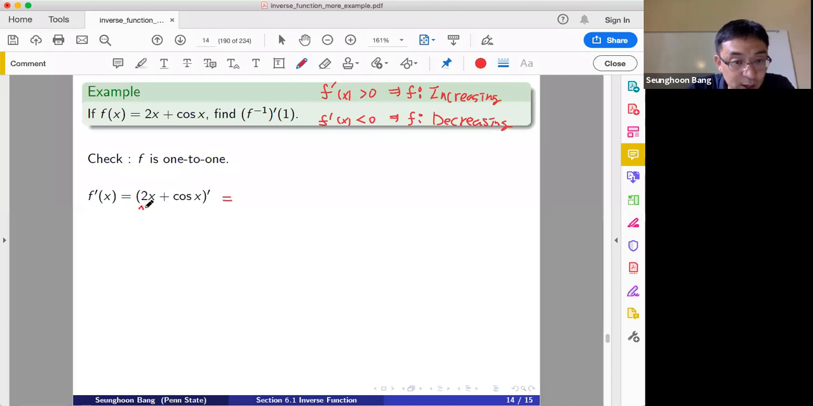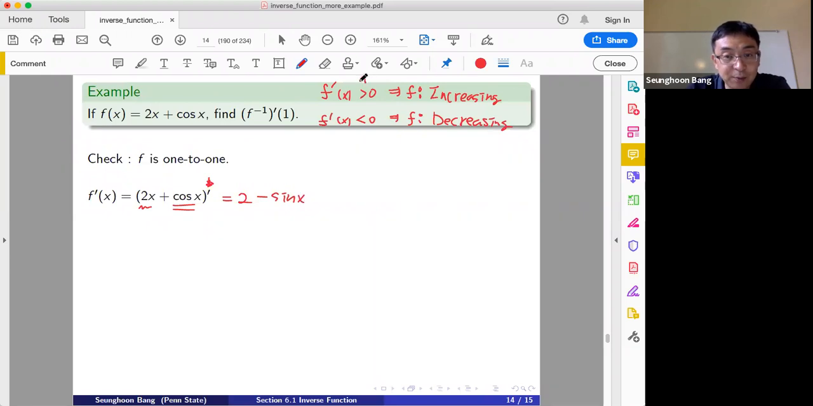What is the derivative of 2x? Could you write your answer on the chatting board? Yeah, only 2. It's good. Thanks. What is the derivative of cosine of x? Yeah, thank you, negative sine of x.